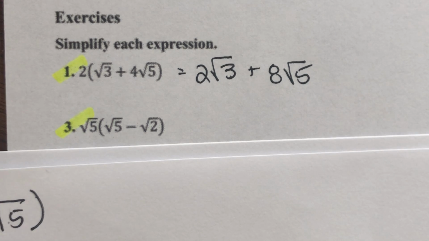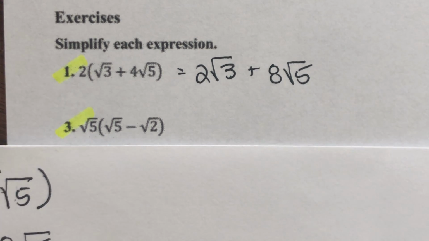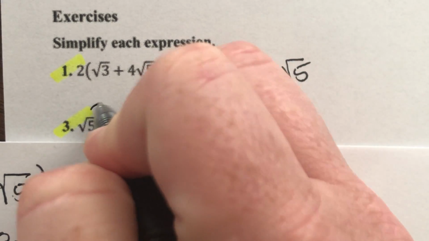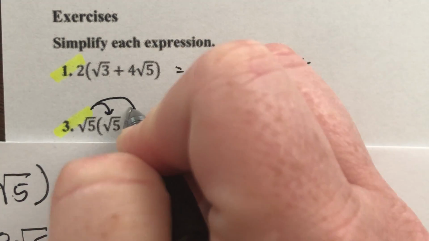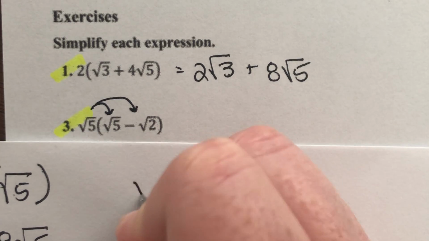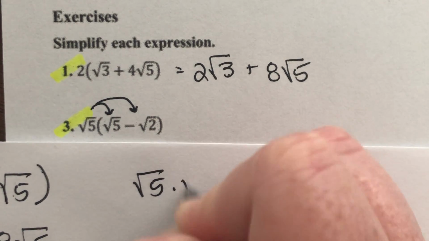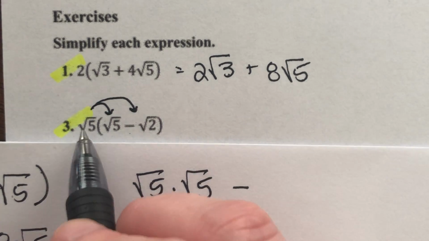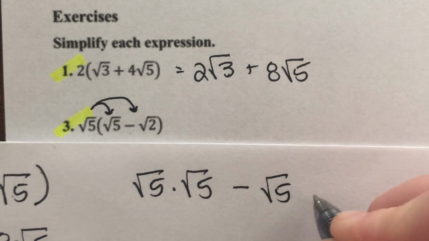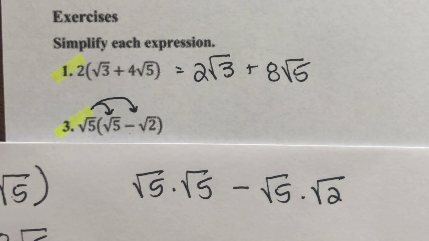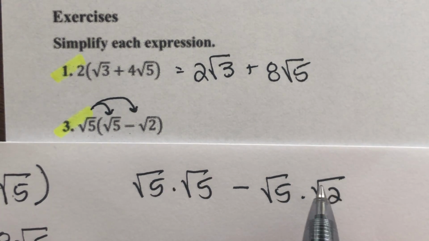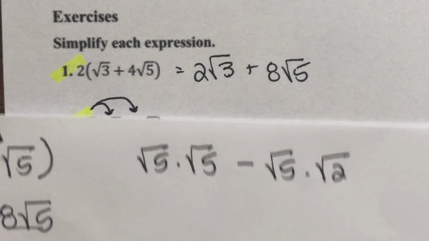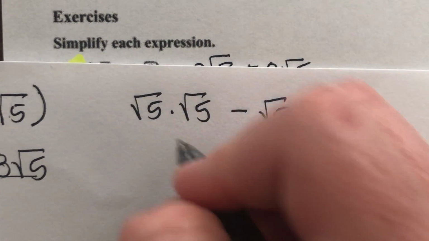Number 3, same exact idea, but we've got a radical on the outside now, so it's a little more complex. We're going to distribute to the front and the back. So I'm going to have square root of 5 times square root of 5, bring down my minus sign, square root of 5 times square root of 2. And remember, when you multiply radicals, you can combine them underneath the same radical. You don't have to, but you can. In this case, it makes it easier.